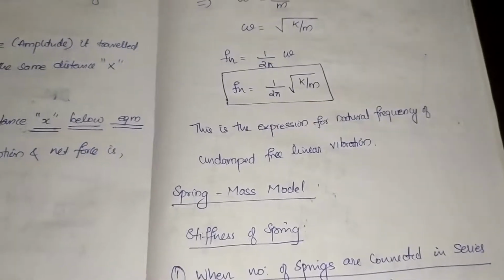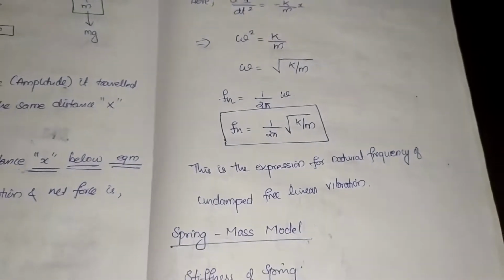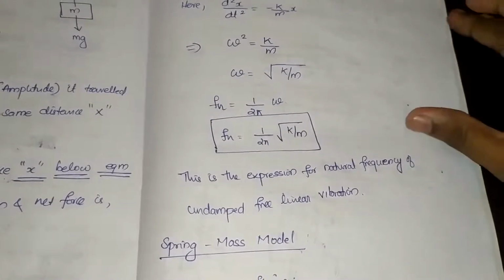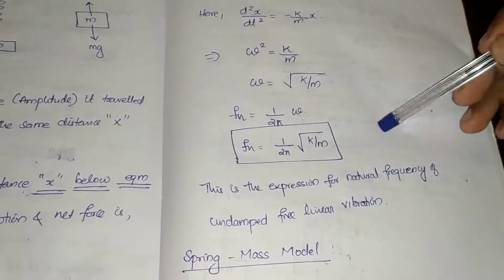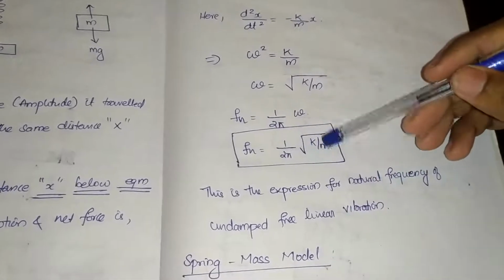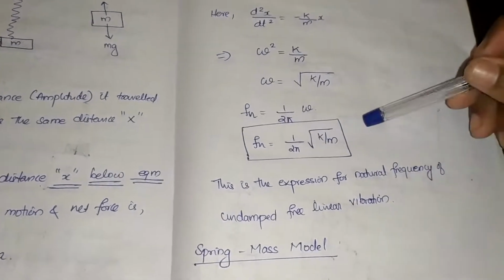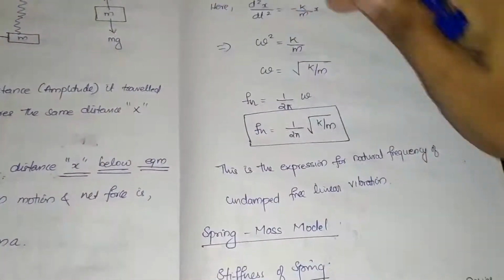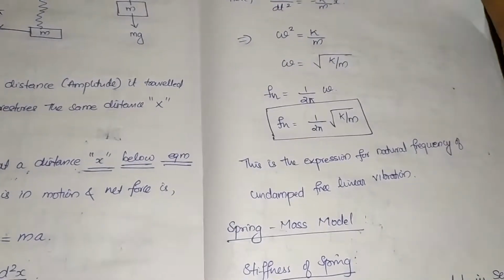So good morning students. In the last lecture we were talking about a spring system. We had a small derivation of natural frequency Fn is equal to 1 by 2 pi root of k by m. Now in this lecture we will be dealing with a spring mass model system and some problems regarding that.